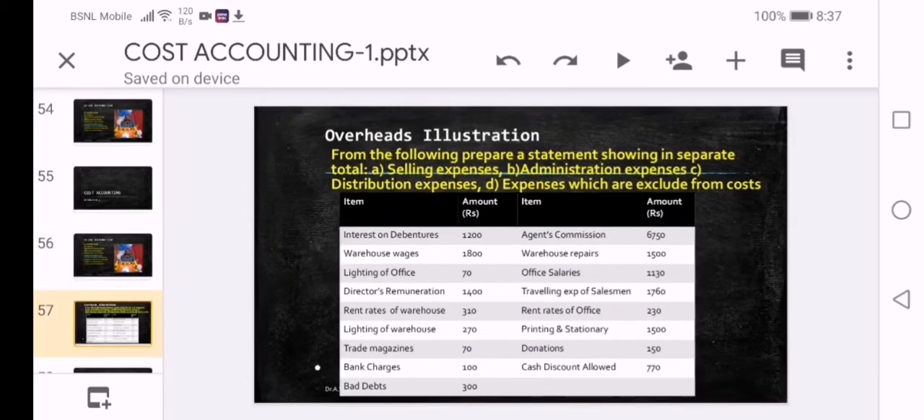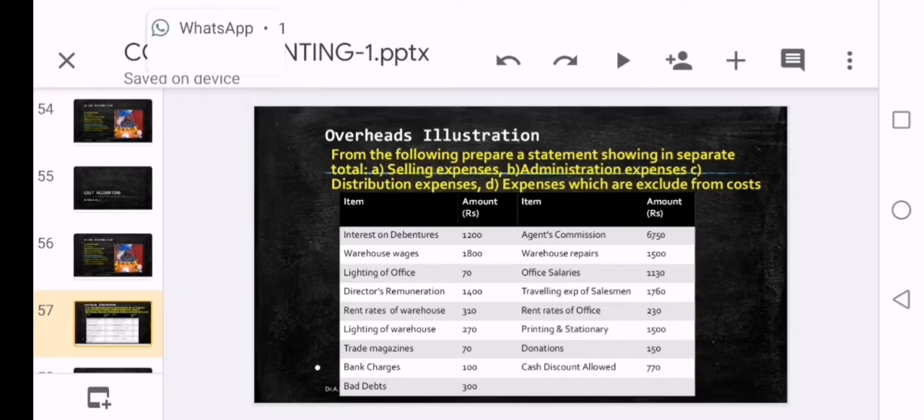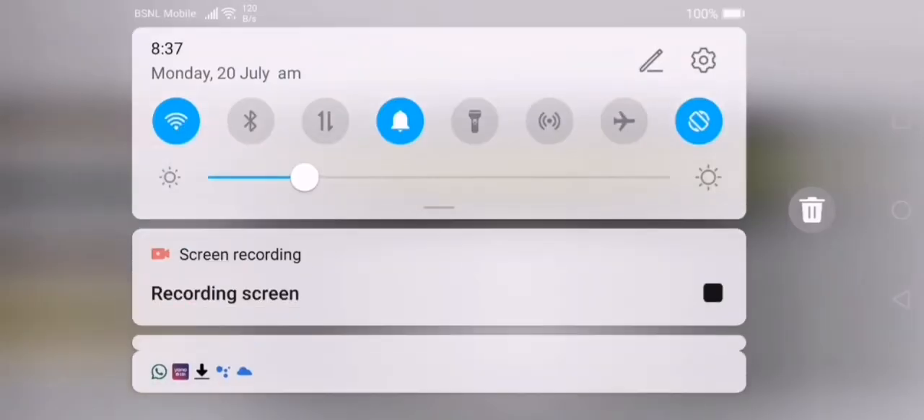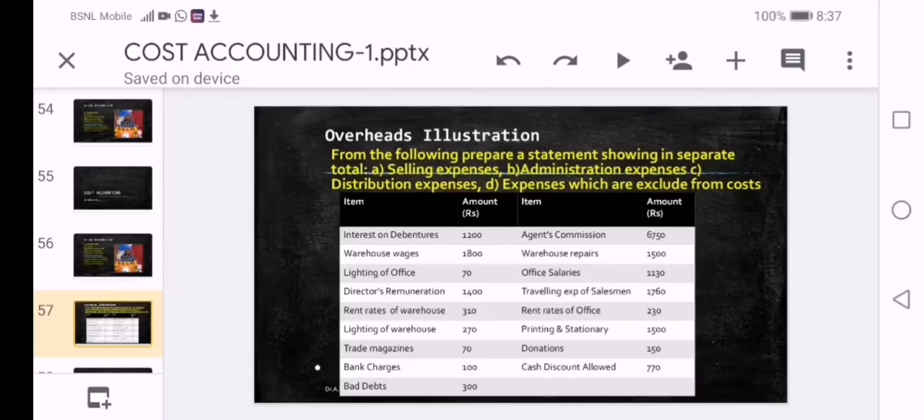Now let us see the first short answer question. This particular question helps you in understanding identification of costs into different heads which are part and parcel of cost sheet, like selling expenses, administrative expenses, distribution expenses, expenses which are not part of cost sheets, that is excluded items.